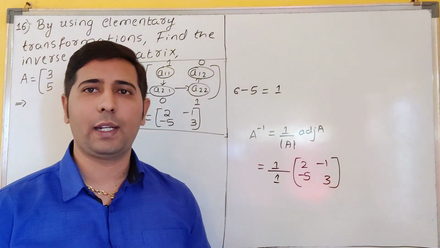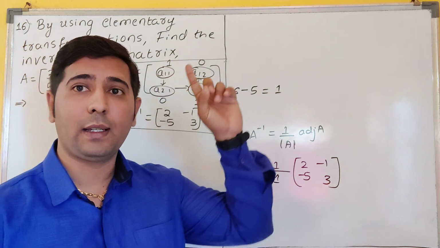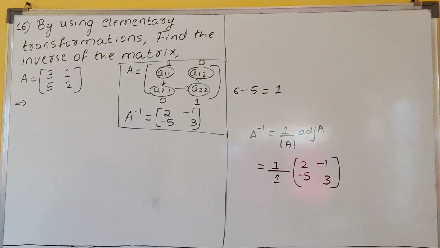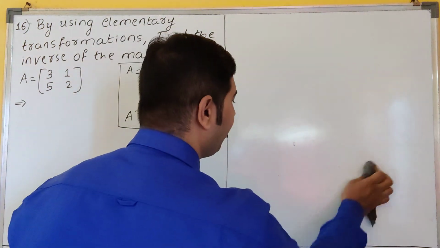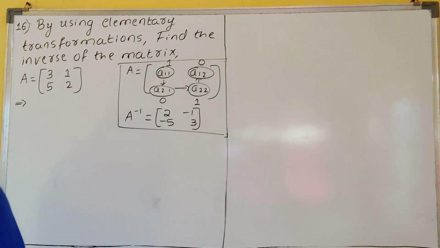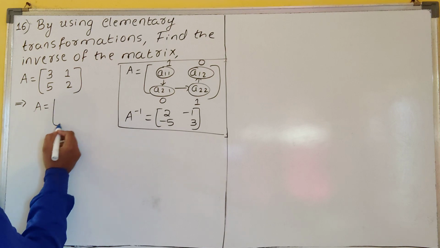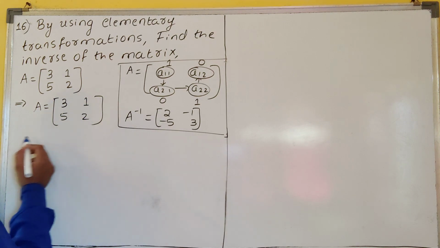I hope A inverse you understood. Clear? This is our answer final we are going to get by using elementary transformation. Got it? Now, this is not required. I will erase. So now see, dear students. Now we will write the answer. A is equal to, you write, that is given 3 1 5 2.